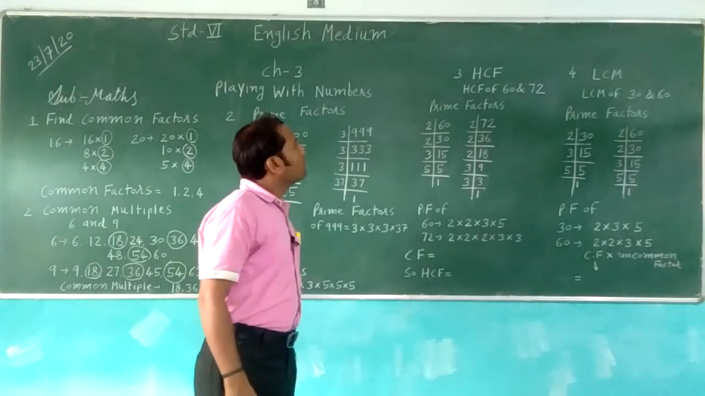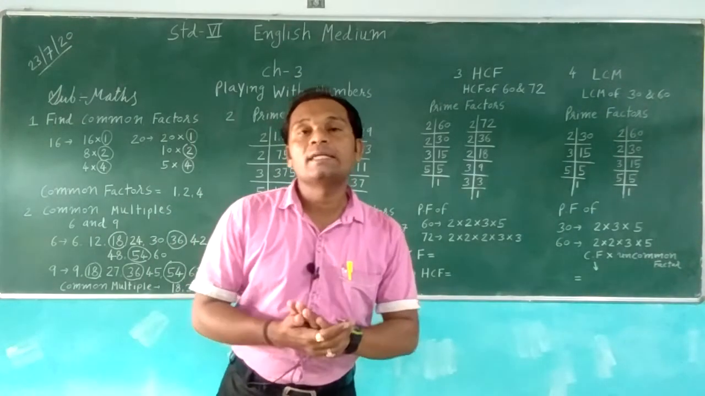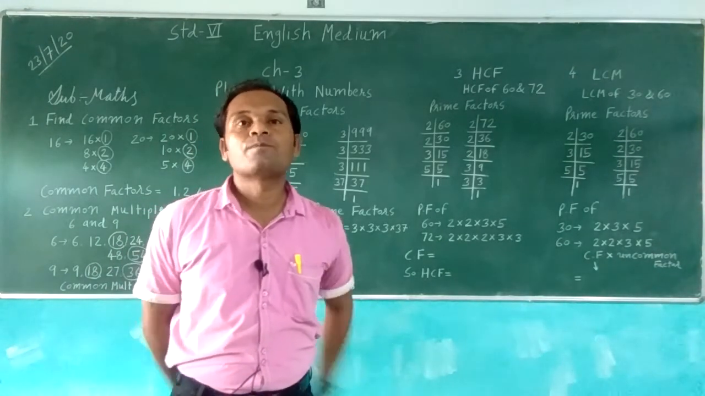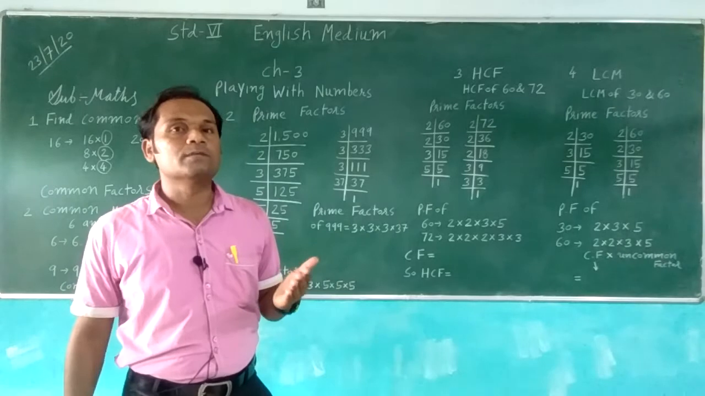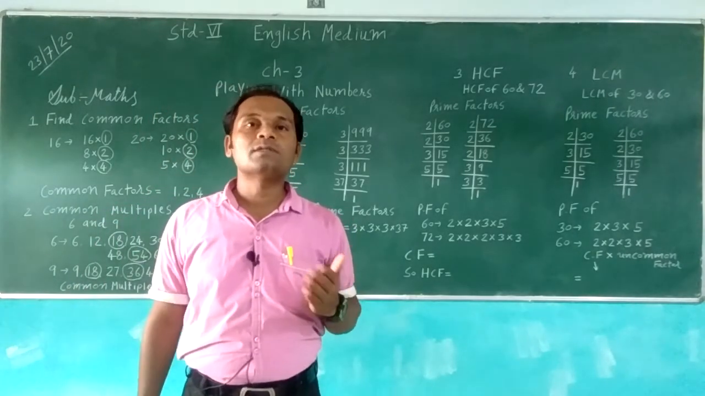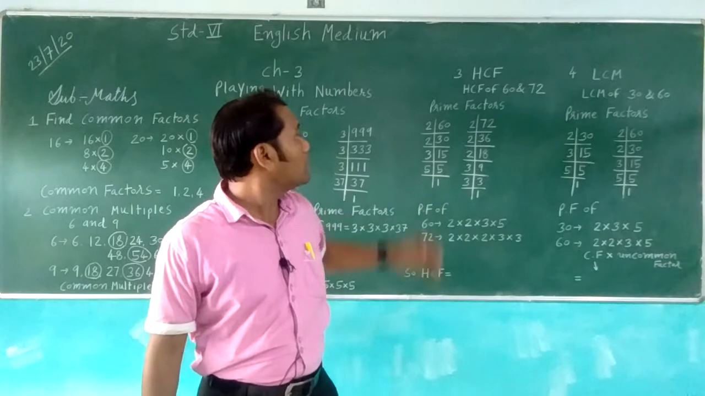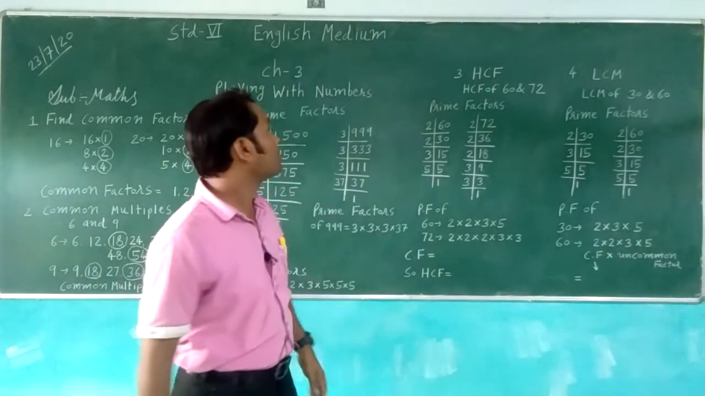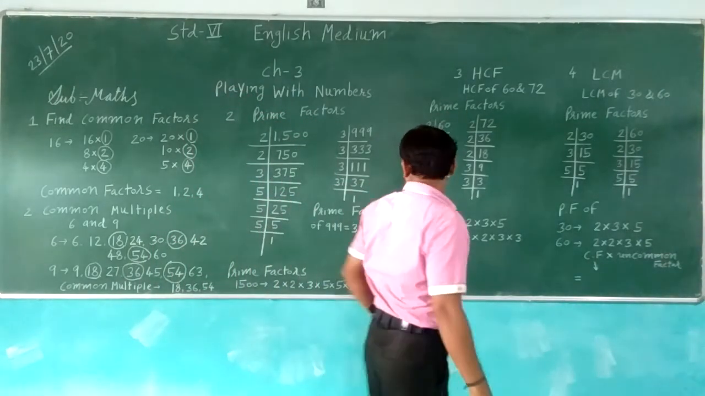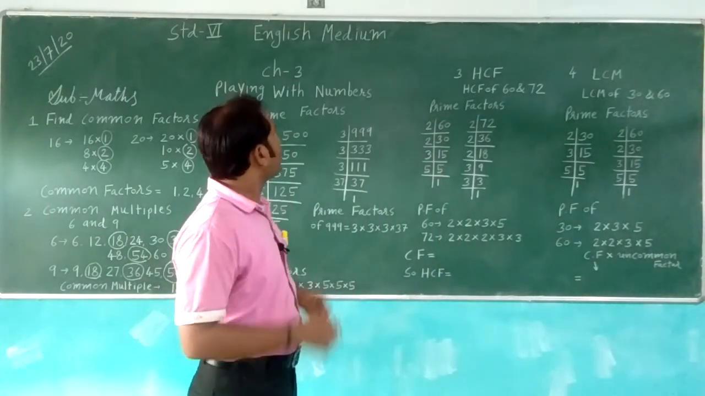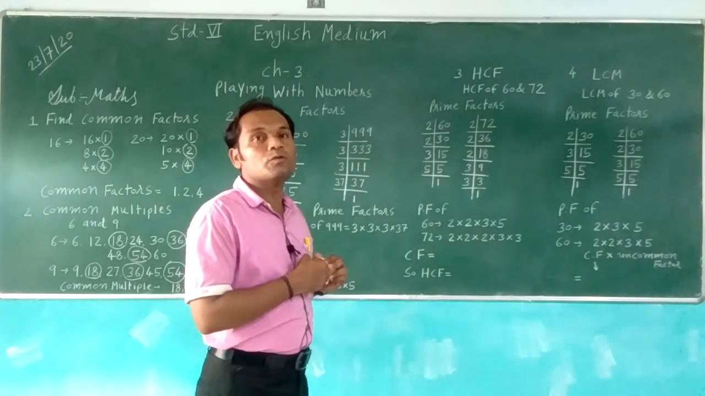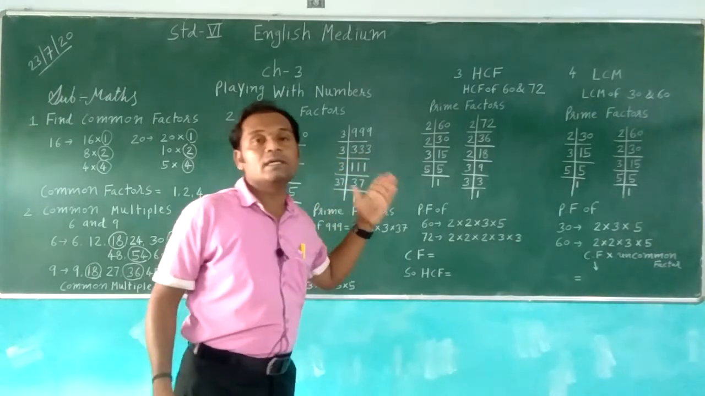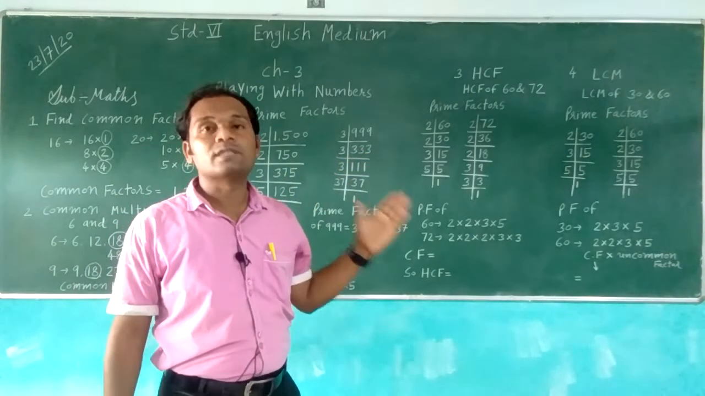Now we learn to find the HCF of given numbers. If two numbers are given to us and we need to find their HCF, how to find that we will see. The HCF of 60 and 72. We have been given two numbers, and we need to find the HCF of 60 and 72.